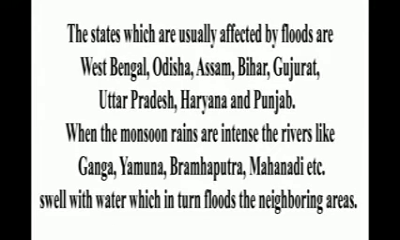The states which are usually affected by floods are West Bengal, Odisha, Assam, Bihar, Gujarat, Uttar Pradesh, Haryana and Punjab. When the monsoon rains are intense, the rivers like Ganga, Yamuna, Brahmaputra, Mahanadi, etc. swell with water, which in turn floods the neighboring areas.